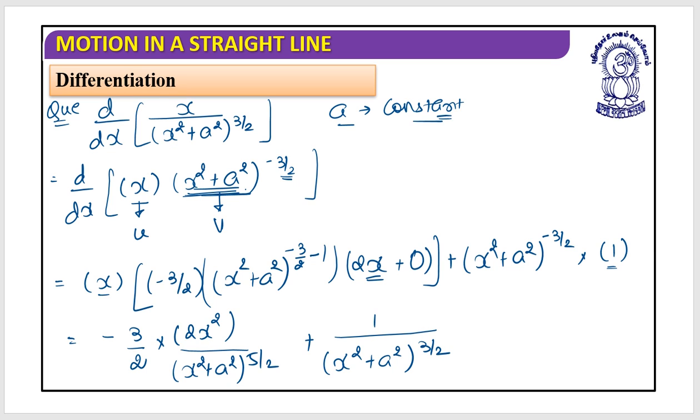Yes, are you clear with this? Look at this again. This is minus 3 by 2 that I have written here. It's 2x multiplied by x, so it is 2x square, divided by (x square plus a square) to the power 5 by 2. Yes, are you done with this? Okay, let's use the next slide to solve this.